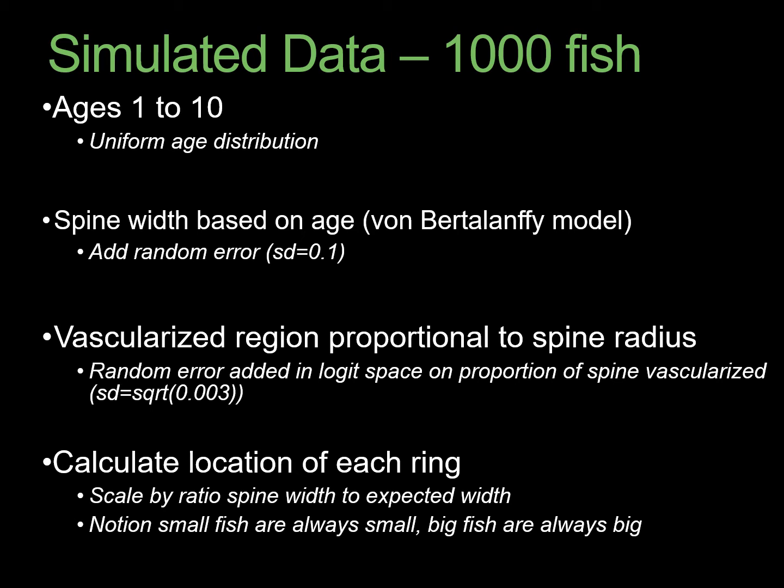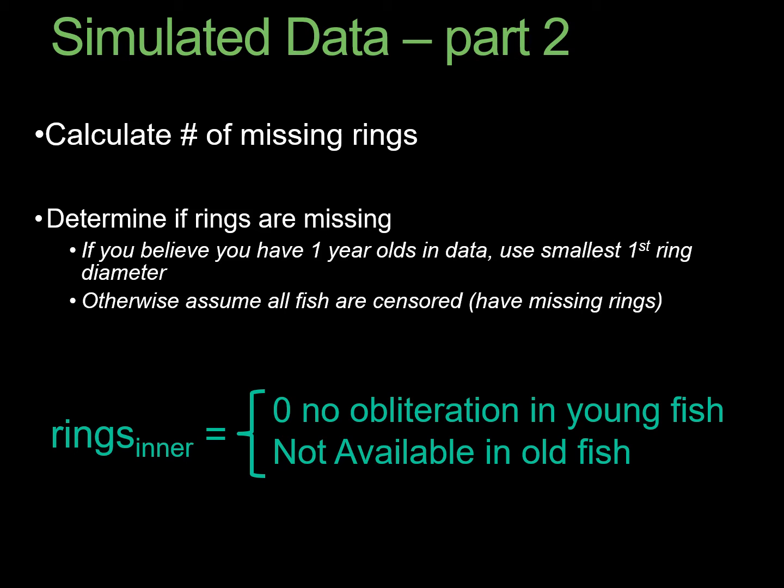And then we calculate the location of each ring, scaling it by the ratio of the spine width to the expected spine width for a fish of that age, with the notion being that small fish are always small and big fish are always big. The next step is to calculate the number of missing rings, and this is done by comparing the vascularized width to the location of each ring.